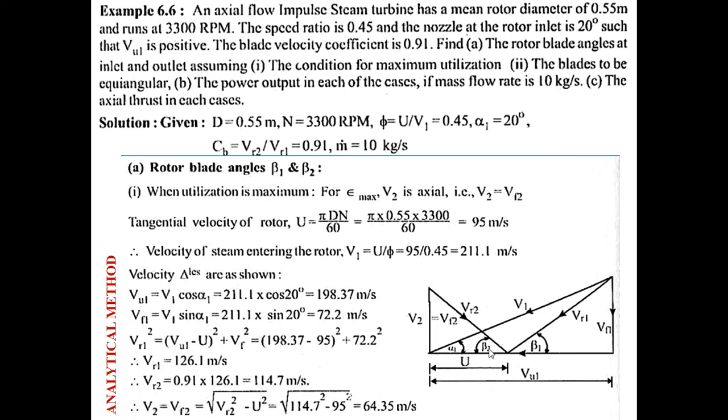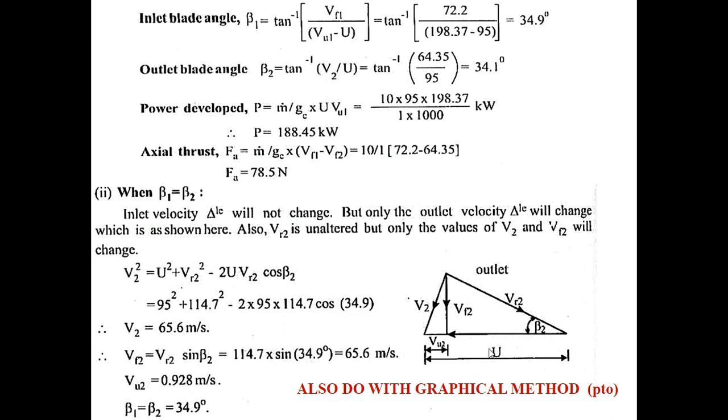Once this is found out, you check beta 1 and beta 2, whether both are the same or not. Both are different for the first condition. Beta 1 you have to check from the graph, not by the analytical method. From the graph it is around 35. Beta 2 from the graph is around 34. Power developed and axial thrust you can find out.